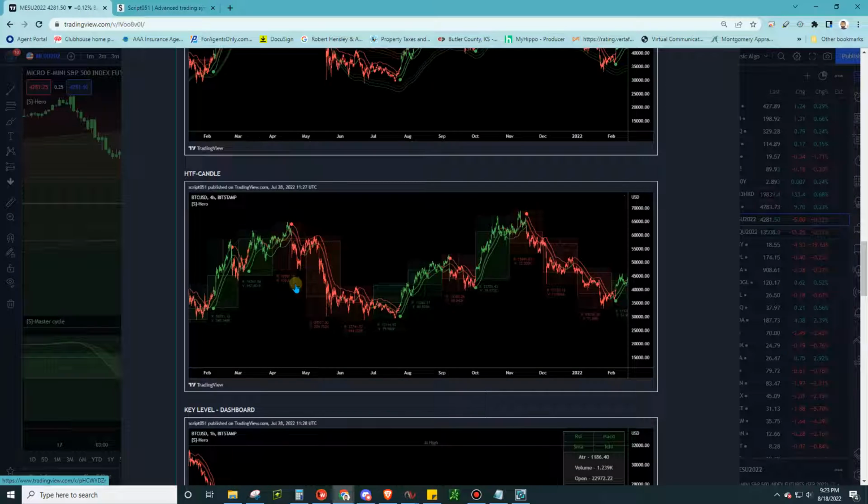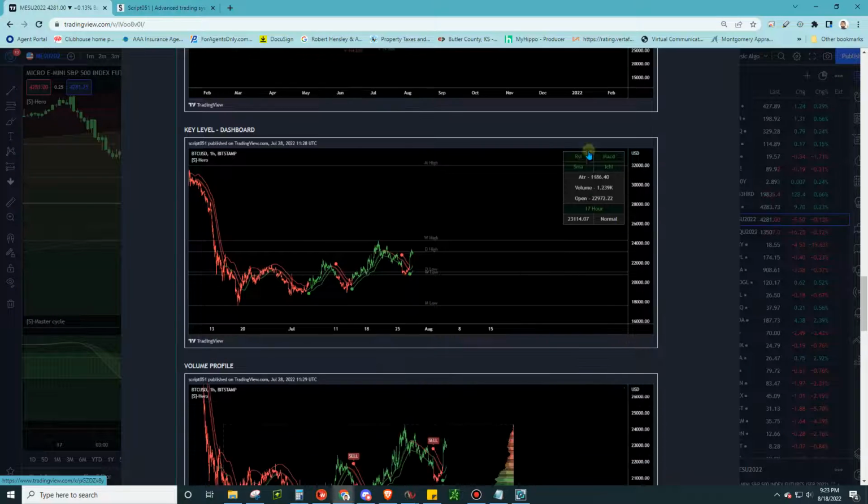Another one that I really liked is having the daily candle or just a higher time frame candle printed over it. I'm going to show you that as well on my chart. And then here's what I was talking about earlier, where you've got the RSI, MACD, SMA.